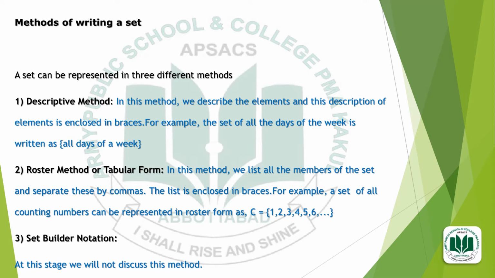Next method is the roster method or tabular form. In this method, we list all the members of the set and separate these by commas. The list is enclosed in braces. For example, a set of all counting numbers can be represented in roster form as C = {1, 2, 3, 4, 5, 6 and so on}. Third method is set builder notation. At this stage, we will not discuss this method.